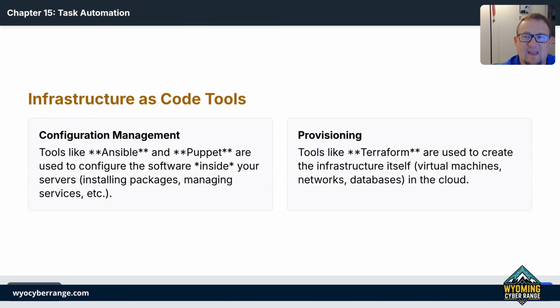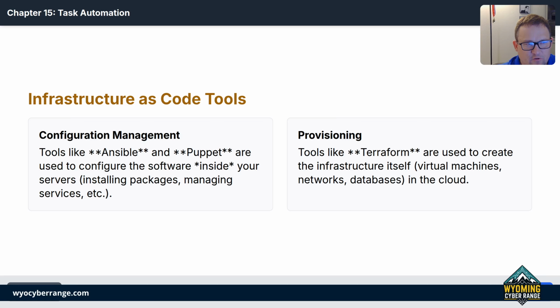There are two main categories for infrastructure as code. You have configuration management tools. These are tools like Ansible and Puppet. These are used to manage software inside of our existing servers. Things like installing packages, starting services, creating user accounts. Think of it like what Group Policy is for Windows, but for Linux.